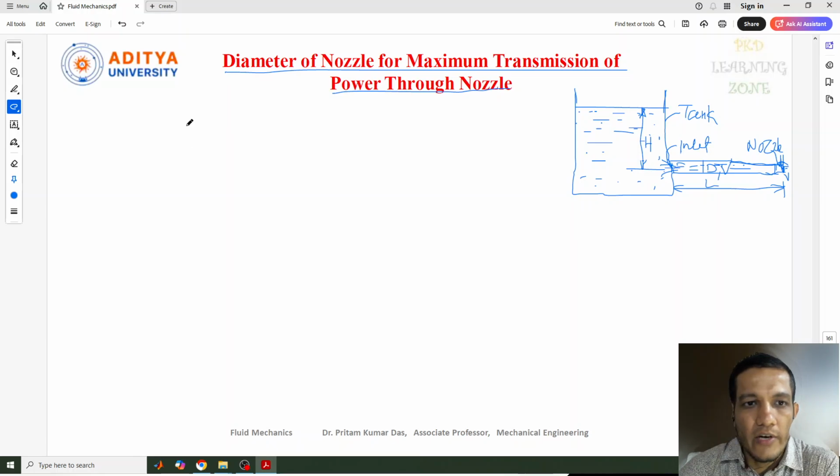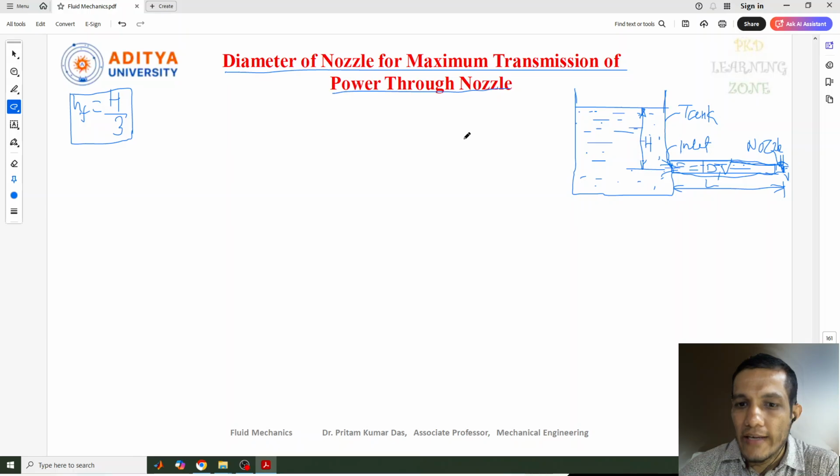Now we have already derived the maximum transmission of power. What is the condition required for that? We got in the previous lecture that HF equals H by 3. At this condition, the maximum power transmission will be done. HF is nothing but the head loss due to friction when the fluid is flowing through the pipe, which is equal to H by 3. H is the total head at the inlet of the pipe. So it is 1/3 of the head.